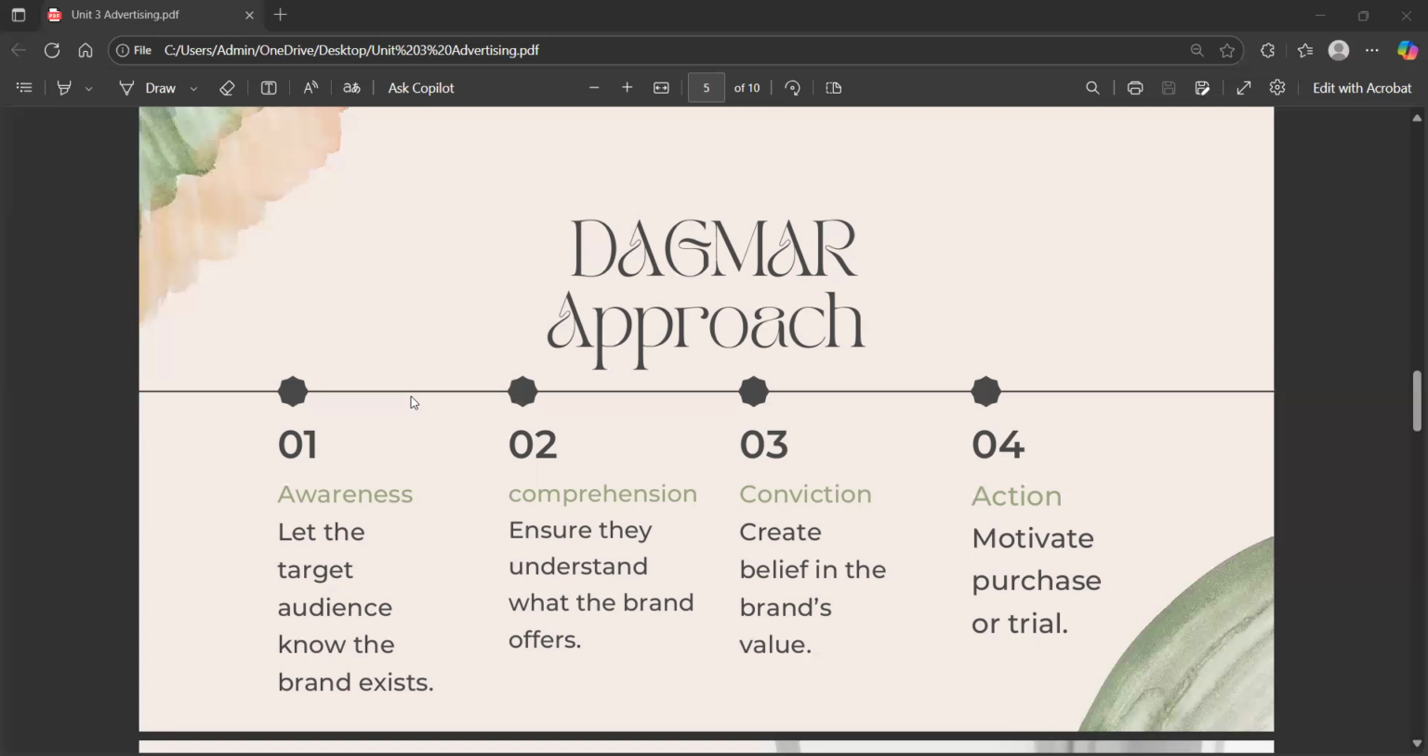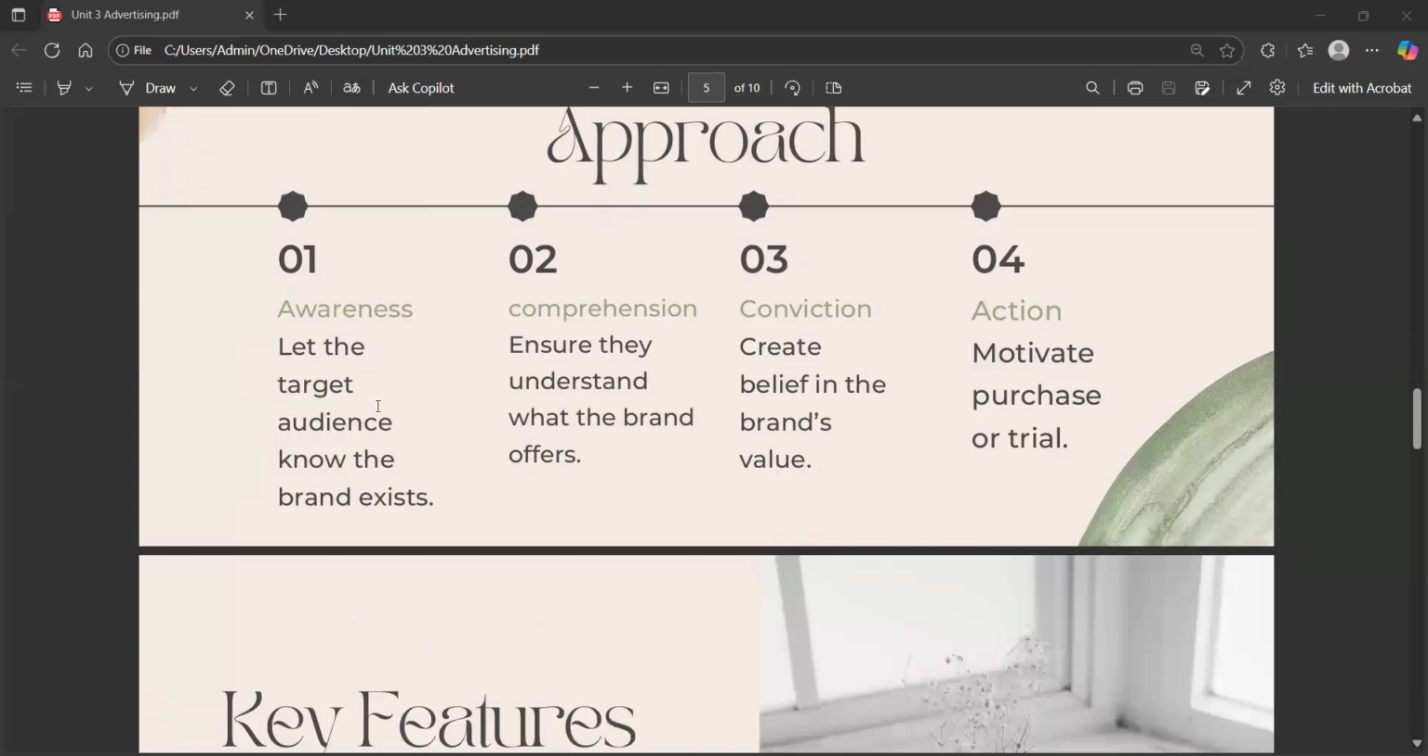And the fourth one is action, in which we have to motivate purchase or trial. So in that, we actually persuade the consumers to try our products or purchase our products. So this is the Dagmar approach.